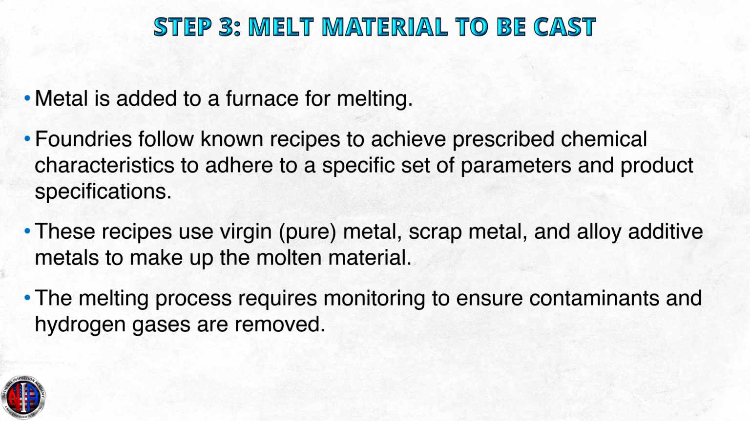Step 3. Melt material to be cast. Metal is added to a furnace for melting. Foundries follow known recipes to achieve prescribed chemical characteristics to adhere to a specific set of parameters and product specifications. These recipes use virgin or pure metal, scrap metal, and alloy additive metals to make up the molten material. The melting process requires monitoring to ensure contaminants and hydrogen gases are removed.